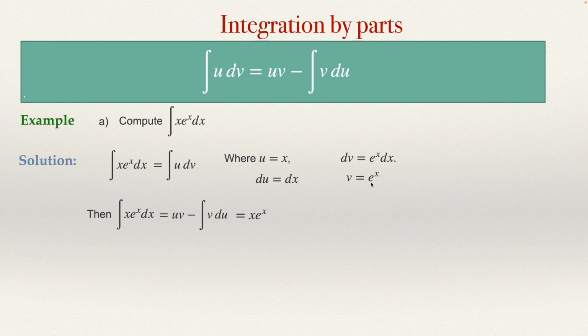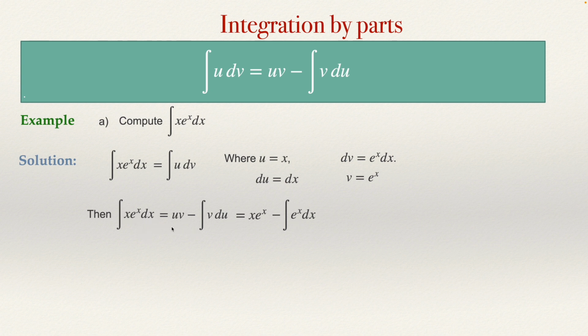v is e to the x and du equal dx. So minus the integral of e to the x multiplied by the differential of x. And I notice that this new integral is easier to compute than the original one. So it doesn't have the x.